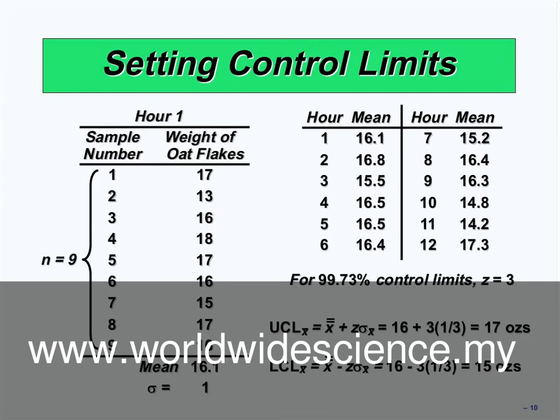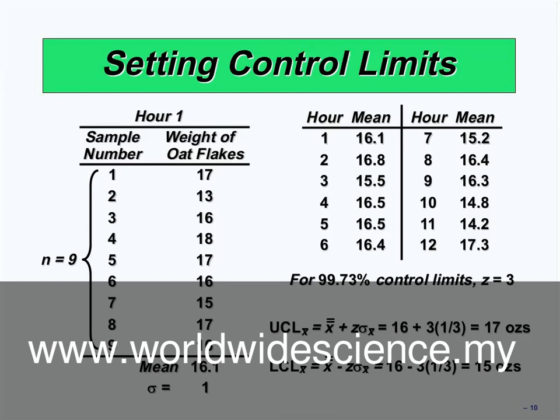LCL, or lower control limit, is the minimum weight that all of the samples in each hour can have. Sigma and Z can be given to you by the engineer, the designer, or the quality manager, and so on. They are statistical concepts, and there is no need to focus on them. They are given to you.